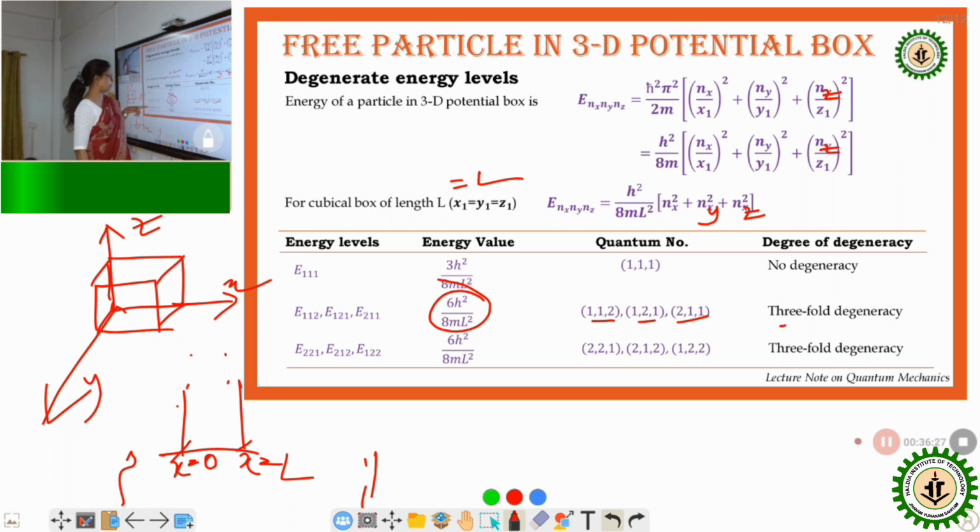Now come to that point. Suppose again you are taking 2, 2, 1. If you give a combination of the quantum numbers 2, 2, 1, 2, 1, 2, 1, 2, 2, you will get again the threefold degeneracy.